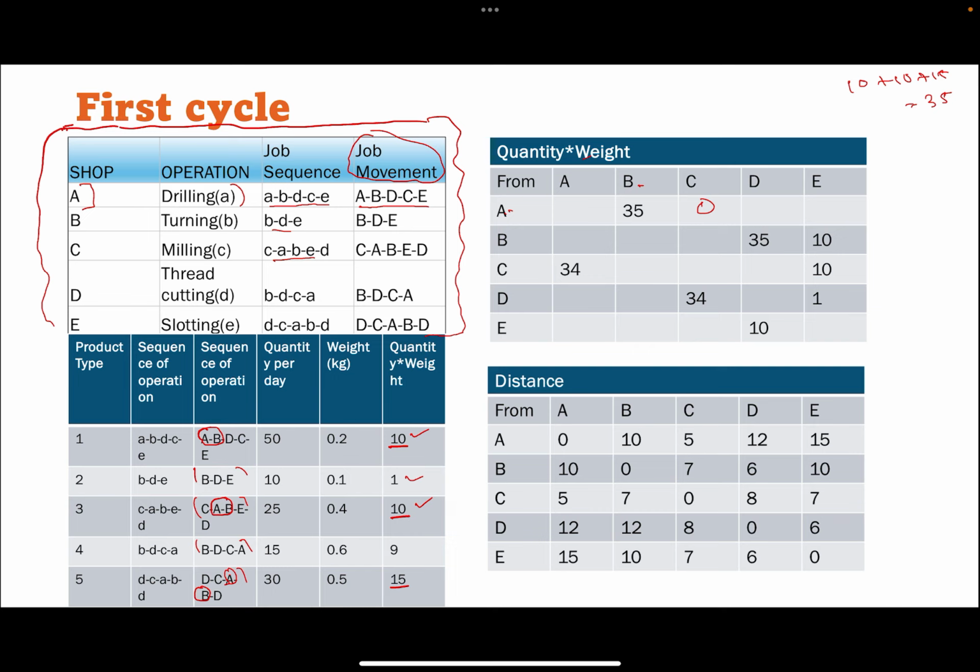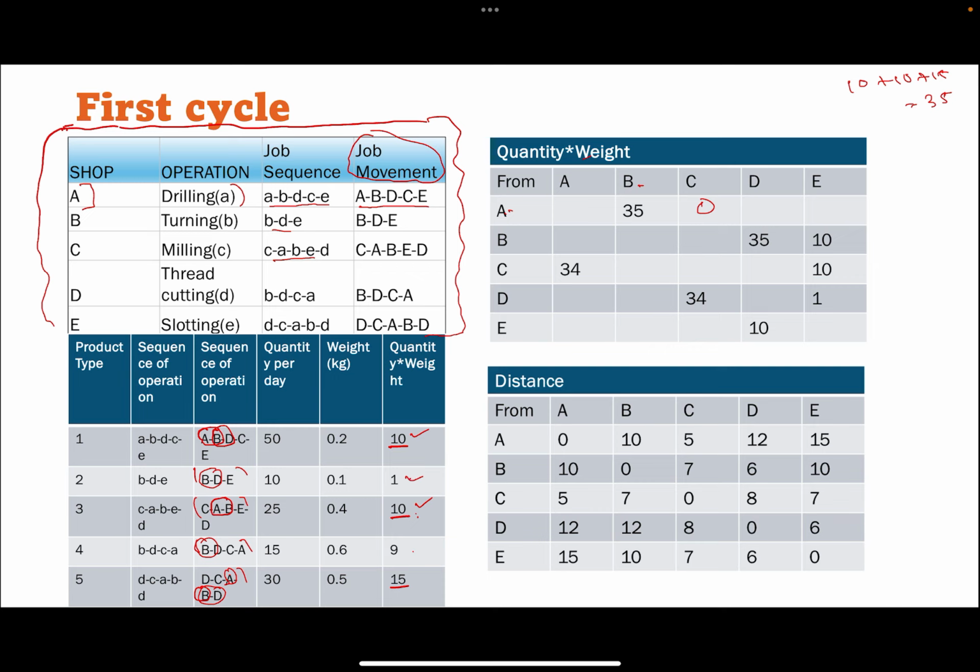And then we look at B to D. You can see that here there is B to D, here there is B to D, and then here you have B to D, and here again B to D. That means you need to sum 10 plus 10 plus 9 plus 15.